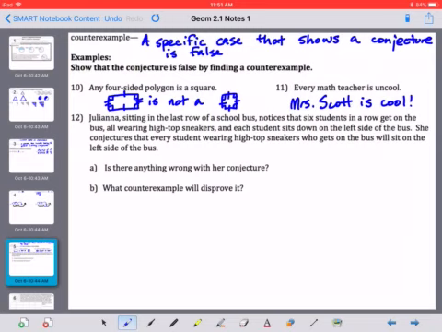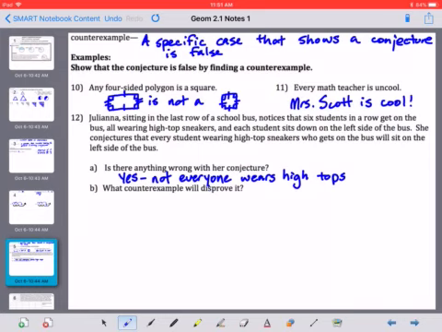Okay, example 12, we got a little reading to do here. Juliana, sitting in the last row of a school bus, notices that 6 students in a row get on the bus, all wearing high-top sneakers, and each student sits down on the left side of the bus. She conjectures that every student wearing high-top sneakers who gets on the bus will sit on the left side of the bus. Is there anything wrong with her conjecture? Well, I think so, for many reasons, but the reason that I notice is not everyone wears high tops. In fact, I don't even own a pair of high tops. And if Juliana's conjecture was true, I wouldn't be able to get on the bus.